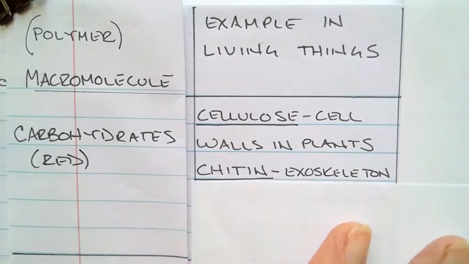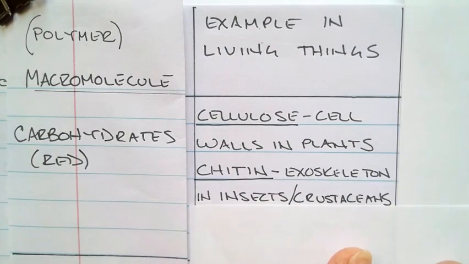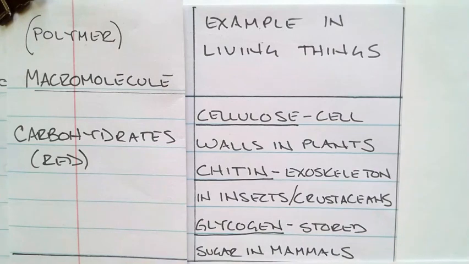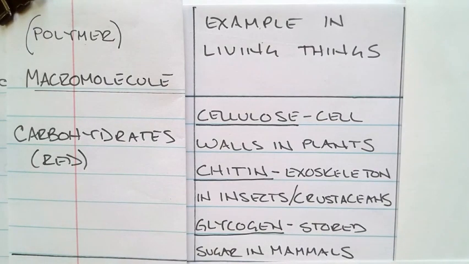Another one is something we call chitin. Chitin is the exoskeleton found in like crabs or insects, and it's that hard outer shell. And the last one is basically glycogen. Glycogen is a stored sugar in mammals that is converted into energy later on.